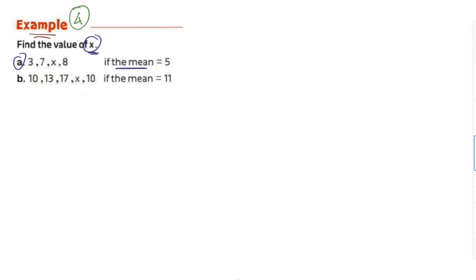And he gave us the mean. He said the mean equals 5. Now I know the mean and I have some missing value here. So how to use the mean to find this value? Look with me here, point A. I have the rule called the mean. What's the mean? 5 equals what? Equals the summation of the values over the number of them.